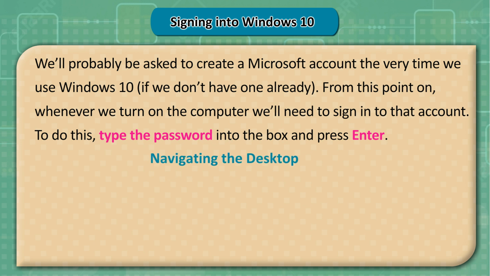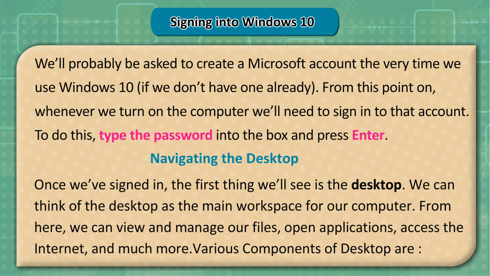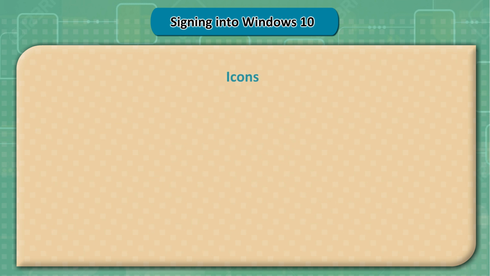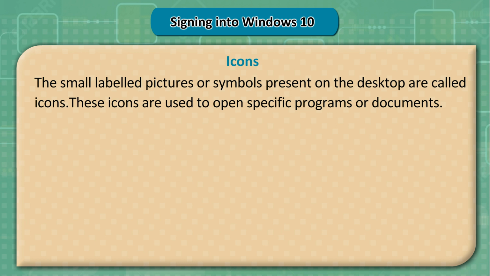Navigating the desktop. Once we've signed in, the first thing we'll see is the desktop. We can think of the desktop as the main workspace for our computer. From here, we can view and manage our files, open applications, access the internet, and much more. Various components of desktop: Icons. The small labeled pictures or symbols present on the desktop are called icons. These icons are used to open specific programs or documents.